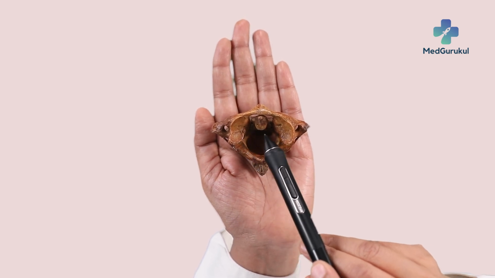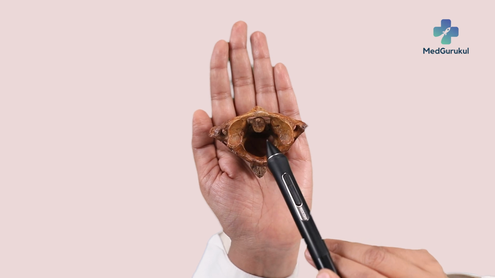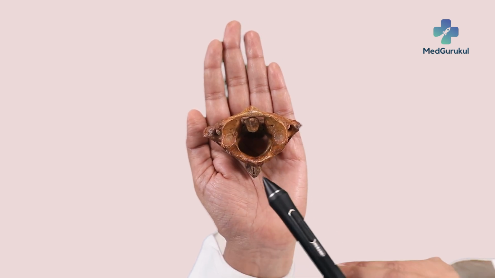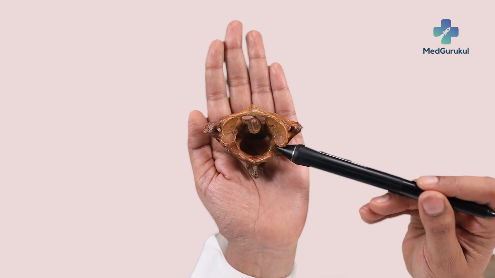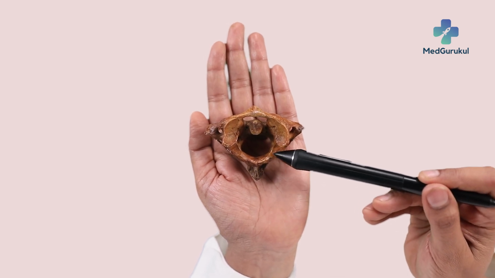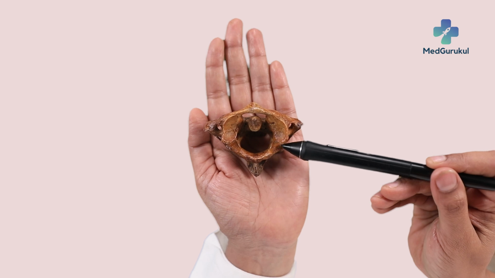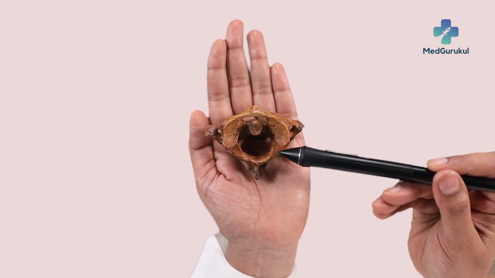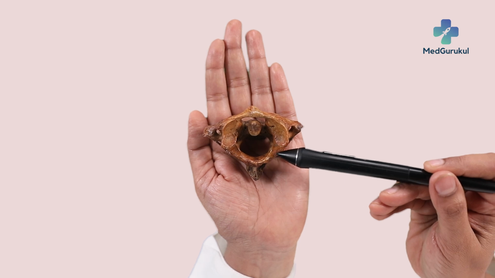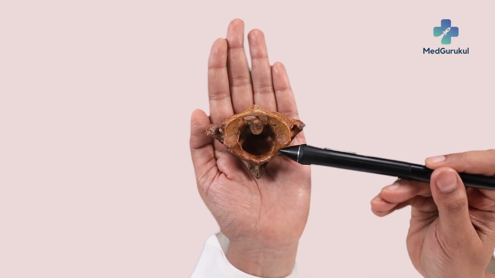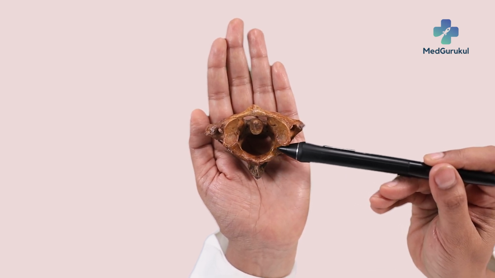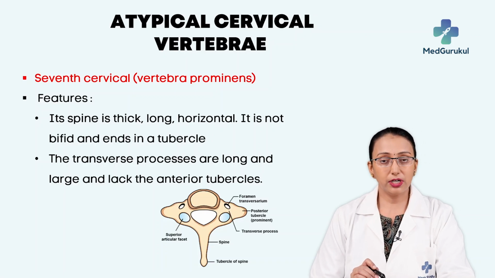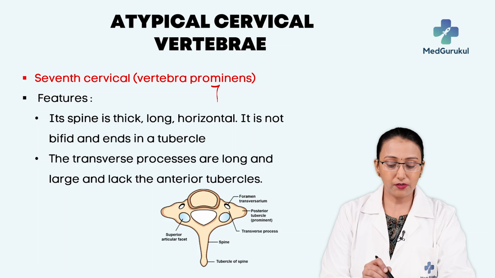So, here will be the transverse ligament across to hold the dens or the odontoid process in position, and along this lateral mass there is a deep groove which forms attachment to the posterior atlanto-occipital membrane, as well as it is related to the vertebral artery, and the first cervical nerve or the suboccipital nerve is lying over this groove. Then the next atypical cervical vertebra is the seventh cervical vertebra.